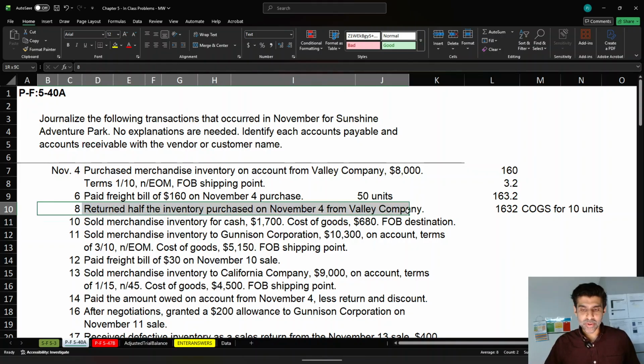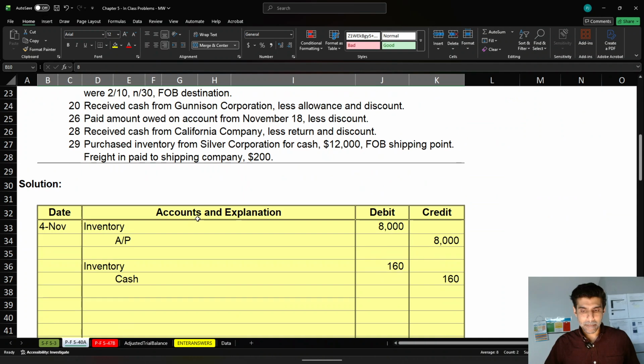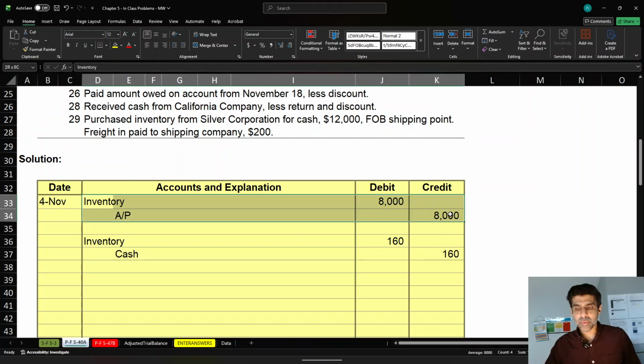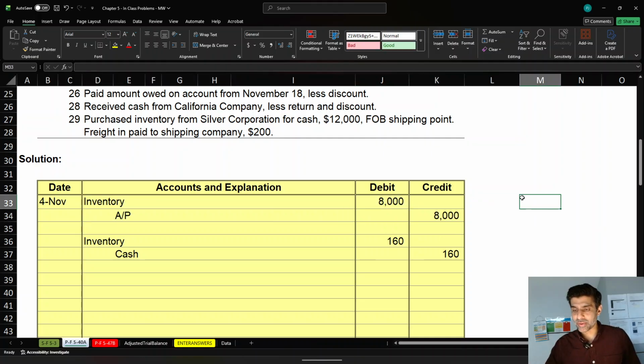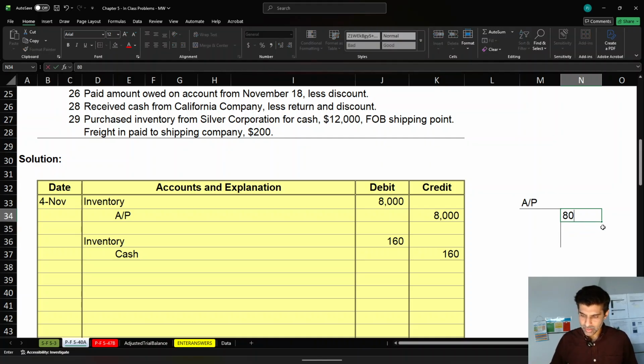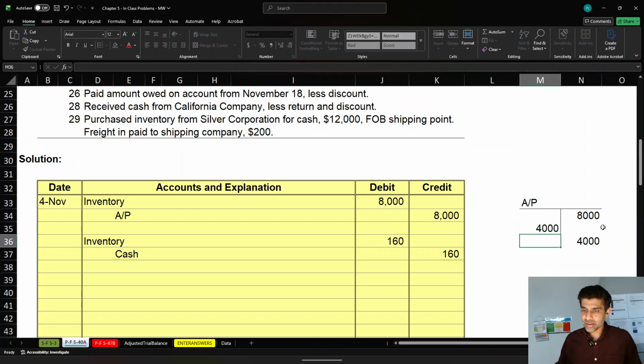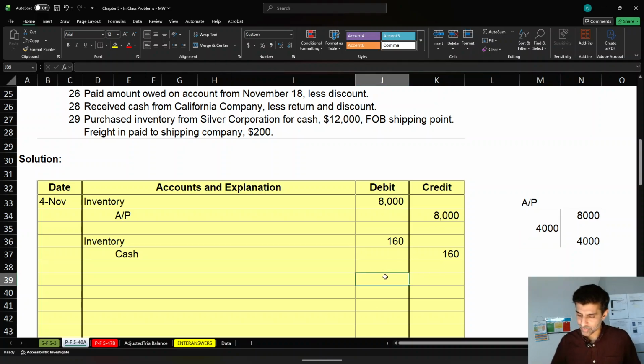We returned half the inventory purchase. This shipping cost is kind of a sunk cost. We're not going to undo half of that, because it doesn't say we're paying for return shipping or anything. We're basically just not going to owe $8,000 anymore. Right now, AP is a credit balance. I want it to be 4,000 because I'm only going to pay for half the items, since I'm returning half of it. That means we're going to have to debit accounts payable 4,000. So I have half my journal entry here.